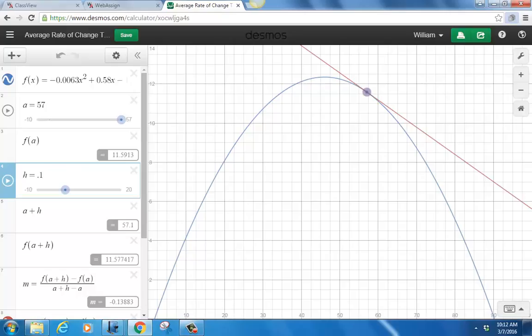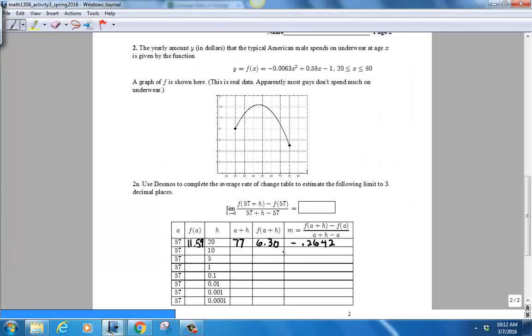And the slope of that secant line that I have drawn here is minus 0.13883. So let me fill that into the table in the 0.1 column there. You'll have a couple other rows that you would have filled out, but minus 0.13883.